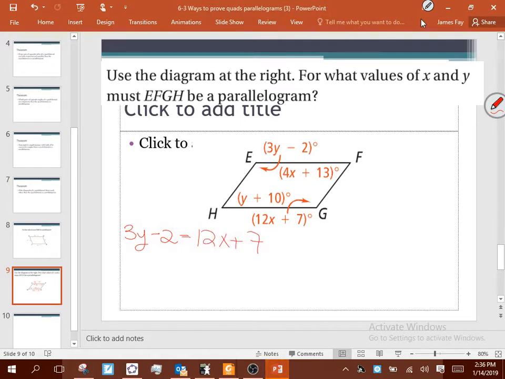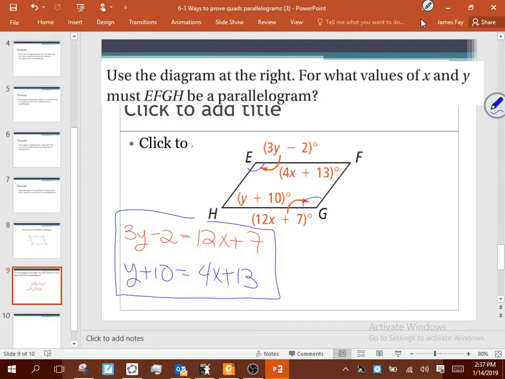12x plus 7. Okay? What we've said here is that this angle and that angle are congruent. But the theorem says both pairs of opposite angles have to be congruent, right? So what's the other set? H and F. So y plus 10 has to equal 4x plus 13, right? Now, I'm not running out of time here, but I'm not going to solve that. You now have a system that you solve for x and y, right? Okay? That's one approach. Is there another approach?